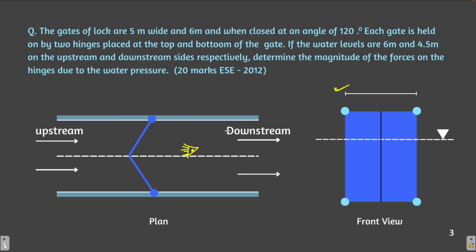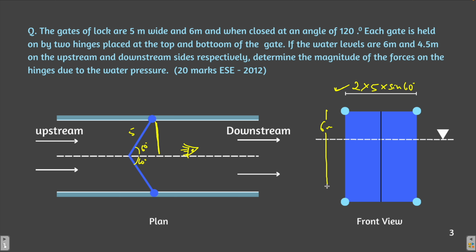No, it's not that. It's 5 into sine of 60 degree for this part, and this is 60 degree, this is 60 degree, that means it's a total of 120 degree. So it is 2 into 5 into sine of 60 degree. This is the width of the gate. And what is the height? Height is the same. The 6 meter is the height.